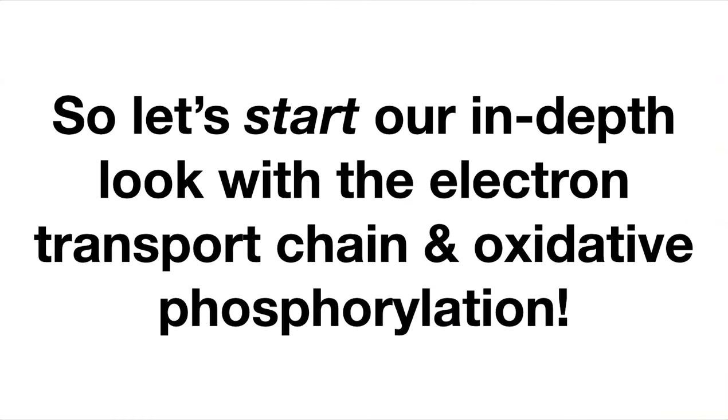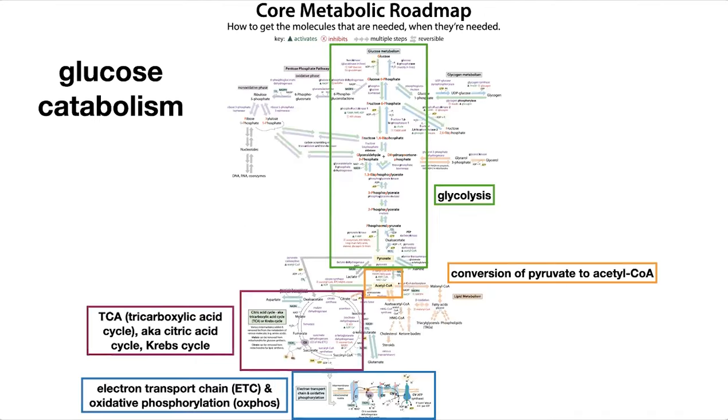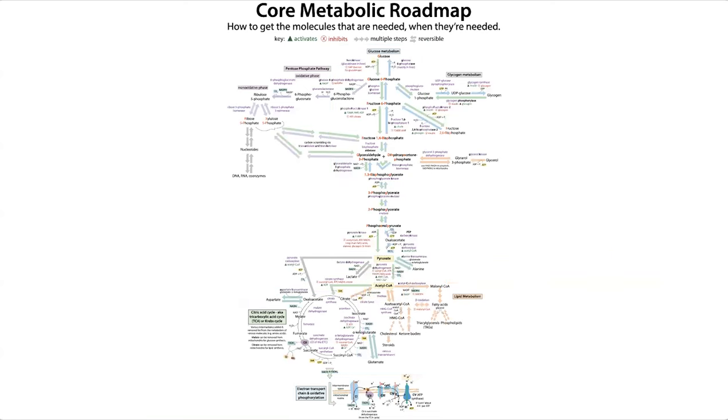So let's start our in-depth look at catabolism with the electron transport chain and oxidative phosphorylation. And then once we see how we can make ATP from the power of the electron transport chain, we'll go back and look in more detail about how we can actually generate the NADH in the first place, and the FADH2. It's not just from glucose breakdown. And so we'll take an integrated approach to looking at metabolism.